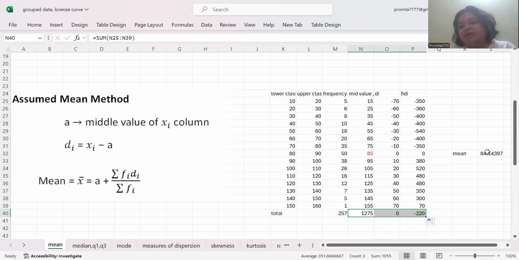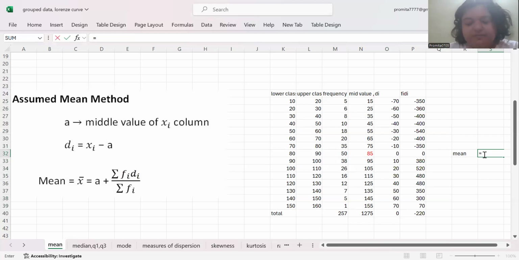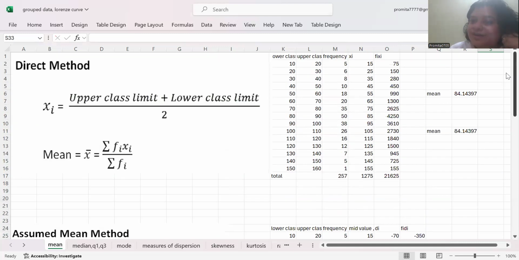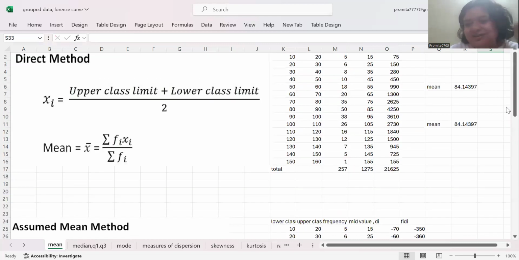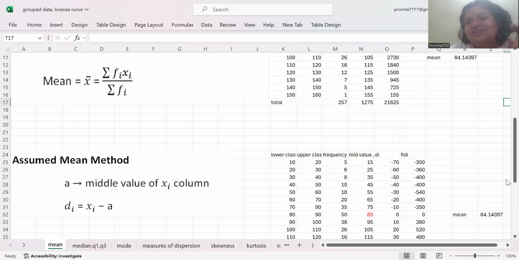So now my mean is, my assumed mean 85 plus summation fidi, which is this, divided by summation fi, which is the total frequency. So again, we have got 84.14397. It matches with our previous answer. So obviously we can be confident about our calculation.